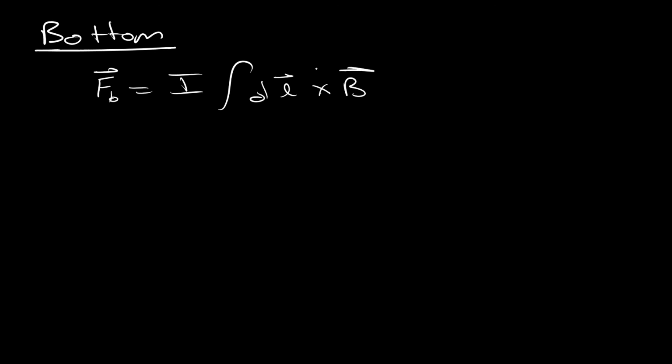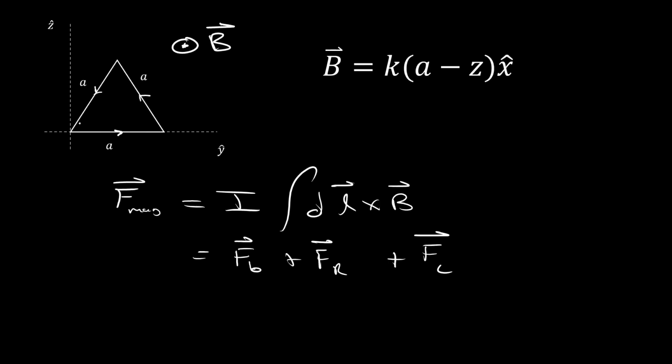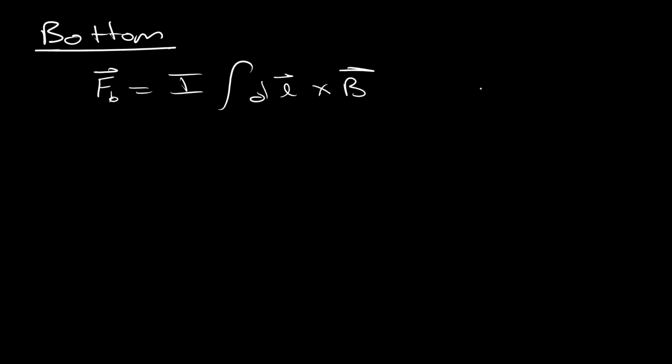So we're going to examine the bottom. And when we're examining the bottom here, we're going to follow the same model like we did before. The force on the bottom is going to be our steady current I times the integral of dl crossed with our B field, okay? If we go back to our configuration, we have dl pointing in positive y hat, so we're going to be crossing y hat into x hat. We're going to have a positive y hat, a positive x hat. That's going to result in a negative z hat. So we know that, all right?